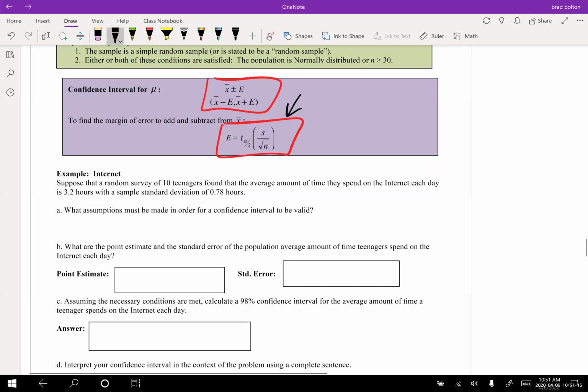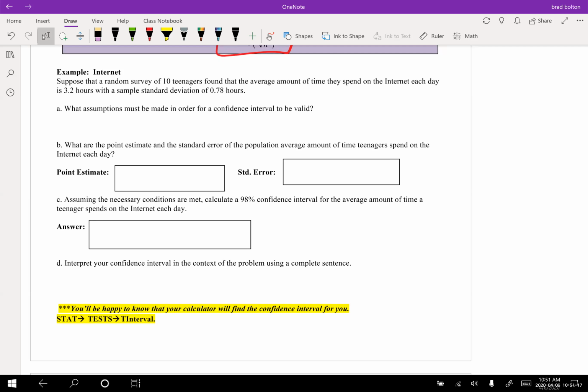So let's take a look at a problem. I've been doing a lot of talking, let's do some writing. It says, suppose that a random survey of 10 teenagers found that the average amount of time they spend on the internet each day is 3.2 hours with a sample standard deviation of 0.78 hours. What assumptions must be made in order for the confidence interval to be valid?